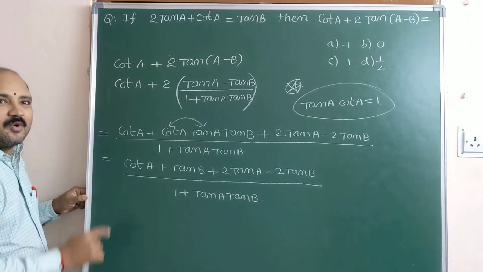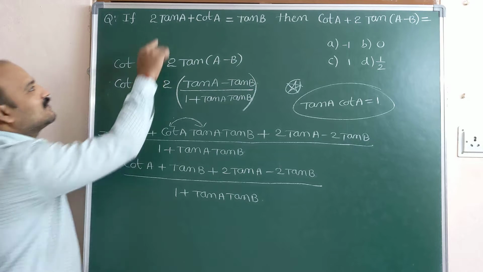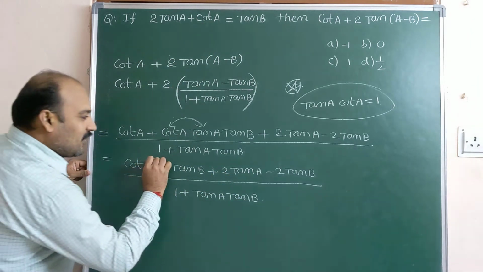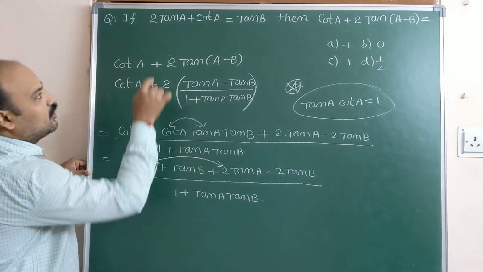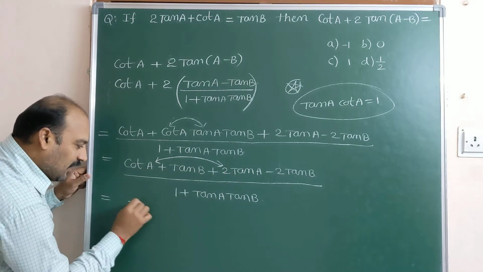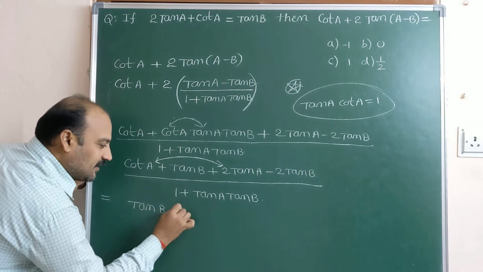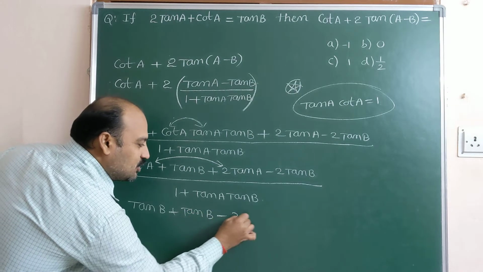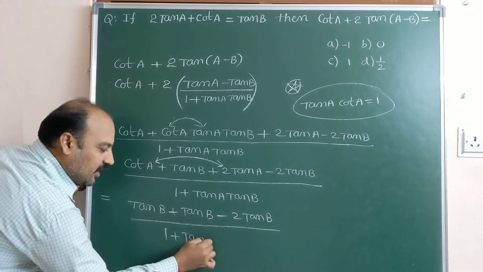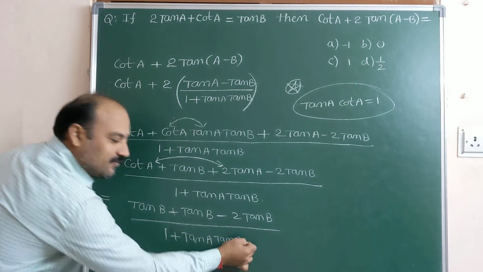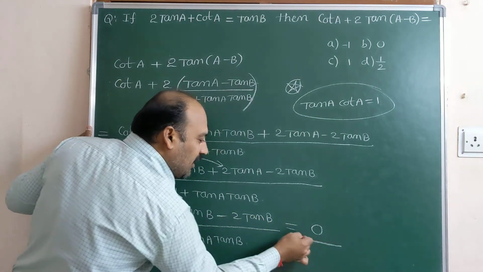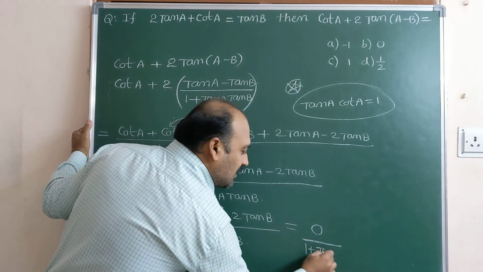After this, what you have to do is utilize the given condition, 2 tan A plus cot A. 2 tan A plus cot A is there, no? In place of 2 tan A plus cot A, you replace with tan B. So cot A plus 2 tan A is tan B. Tan B plus tan B minus 2 tan B divided by 1 plus tan A tan B. What about the numerator value, dear students? Tan B plus tan B, 2 tan B. 2 tan B minus 2 tan B is 0 only. 0 by anything is 0. So the answer is 0.